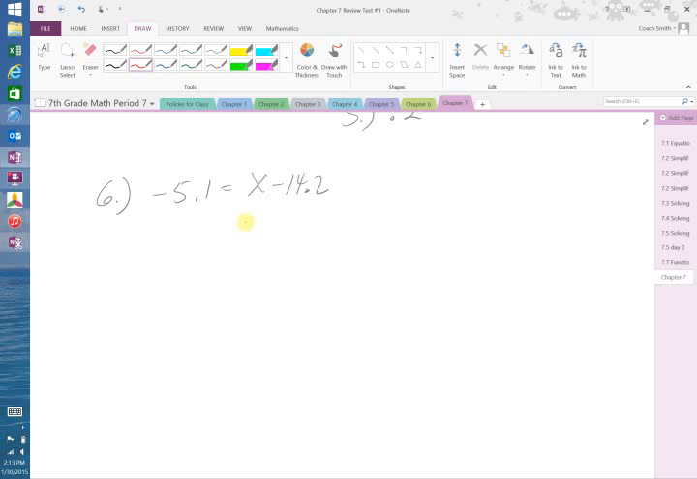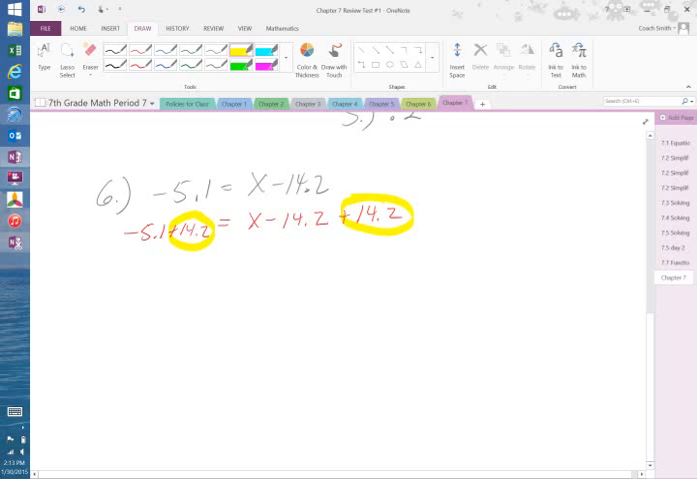What I'm going to do here is I'm going to go x minus 14.2 plus 14.2. And on the left side, I'm going to do negative 5.1 plus 14.2. Okay, so here's the new stuff. Brandon, stop. Use it to write with. There's the new stuff. We did it the same on both sides, so it's still equivalent. Over here on the right side, they cancel each other out. On the left side, I have negative 5.1 plus 14.2 equals x.